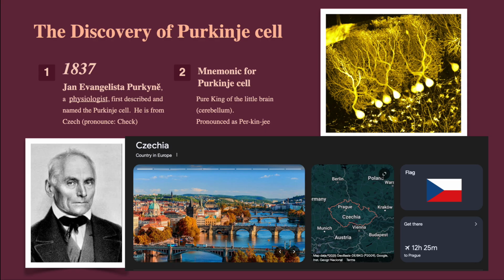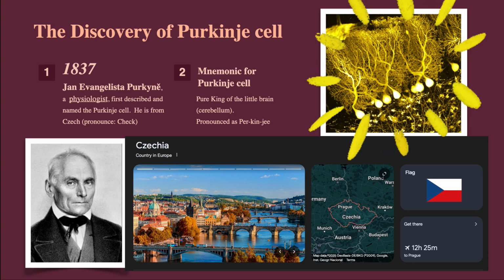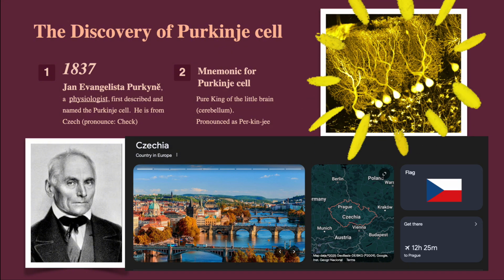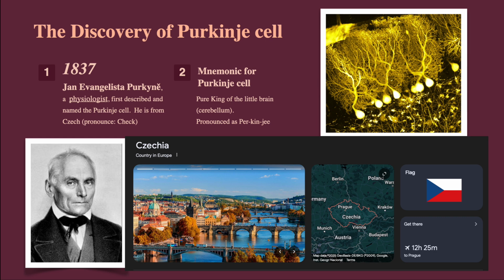Purkinje discovered and also named the Purkinje cell in 1837. He's from Czech. Here's Czech. It's a beautiful country in Europe. And this is Purkinje. Here I come up with a mnemonic for the Purkinje cell. Since you can see the picture right here, the Purkinje cell looks like a very vibrant golden tree. So you can associate it with the pure king of the little brain, which is the cerebellum.